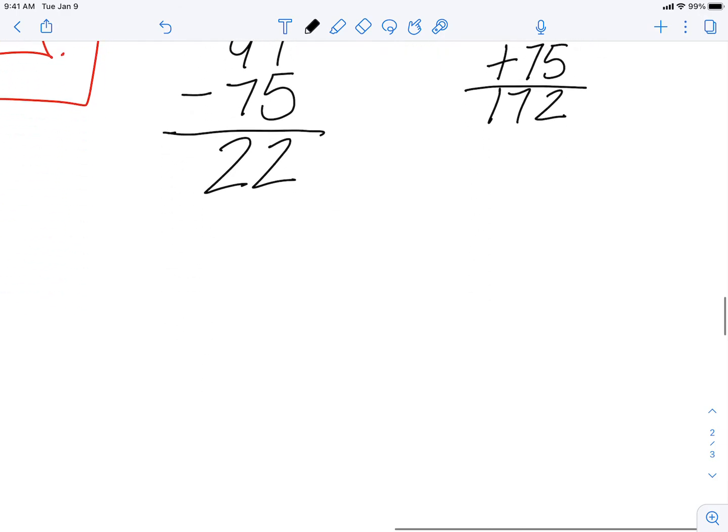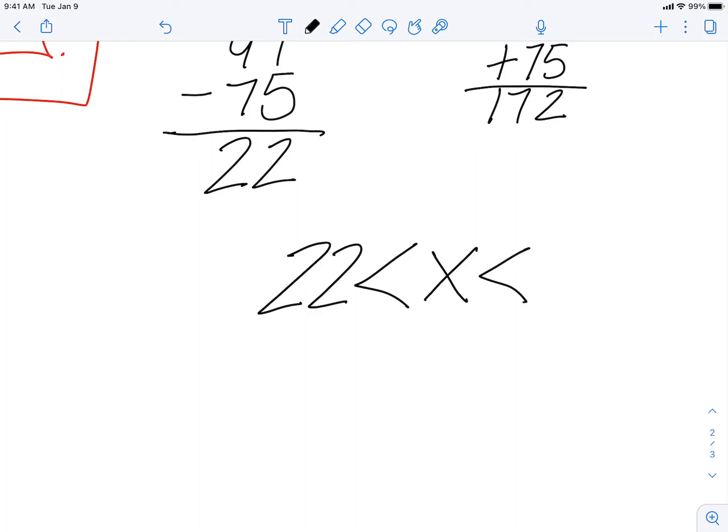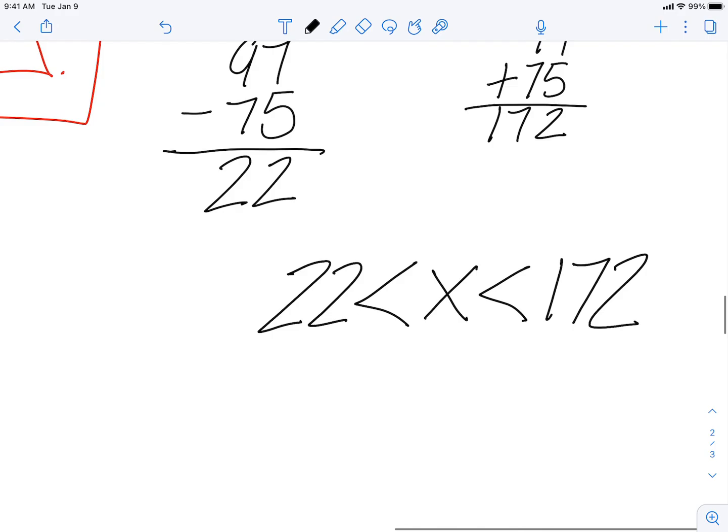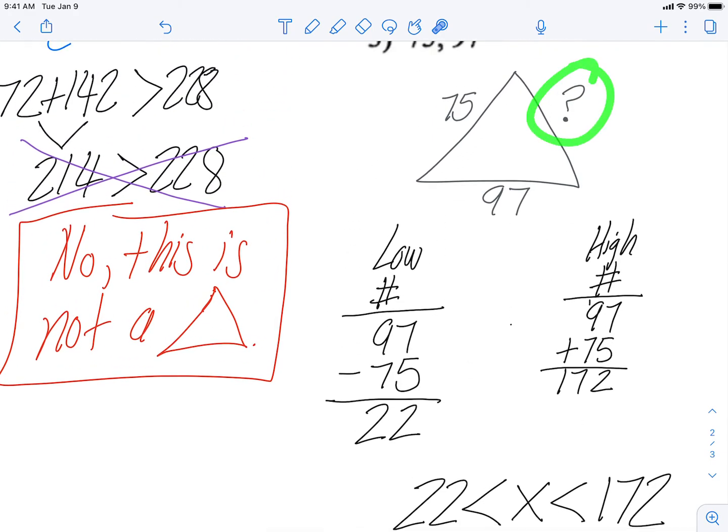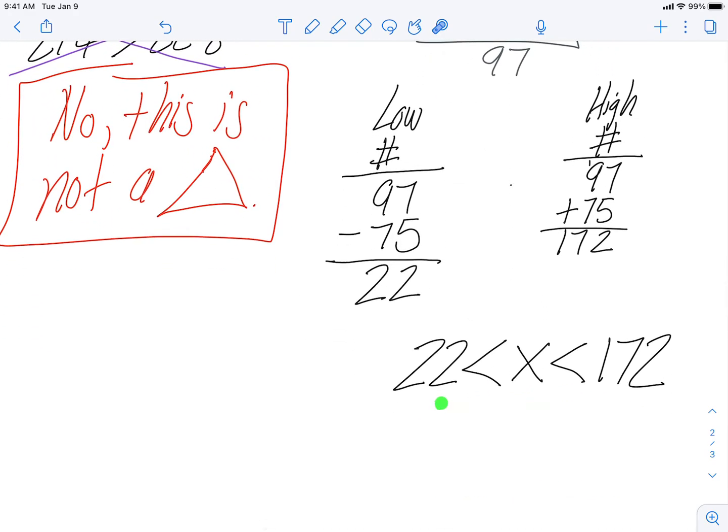And the way we write it is like this. 22 is less than x is less than 172. That means that any number between 22 and 172 can be a possible number right here for this question mark. But it's got to be bigger than 22 and less than 172. So 22 does not count. It could be 23, right? All the way to 172 doesn't count, but it could be 171, right?